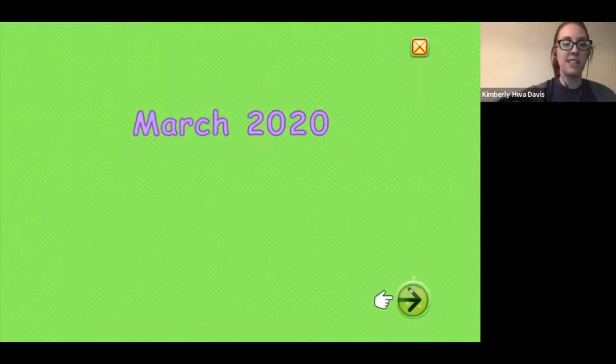There is a green arrow on the bottom right-hand side of your corner. Can you touch that green arrow for us? Let's touch that green arrow.